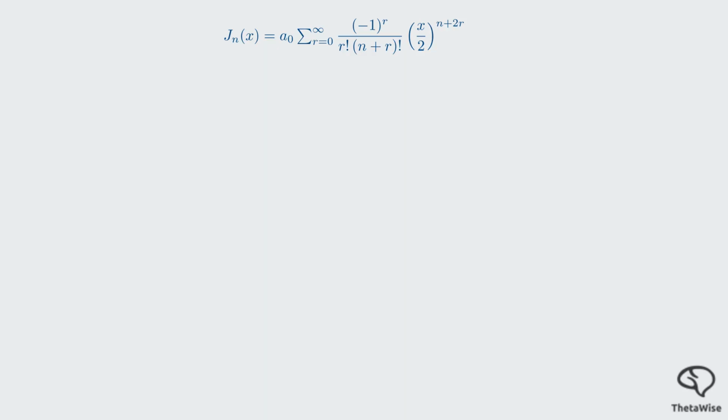For n equal to 0, j sub 0 begins 1 minus x squared divided by 2 squared plus x to the 4th divided by 2 squared times 4 squared minus x to the 6th divided by 2 squared times 4 squared times 6 squared, and so on. For n equal to 1, j sub 1 begins x over 2 minus x cubed divided by 2 squared times 4 plus x to the 5th divided by 2 squared times 4 squared times 6, and so on.